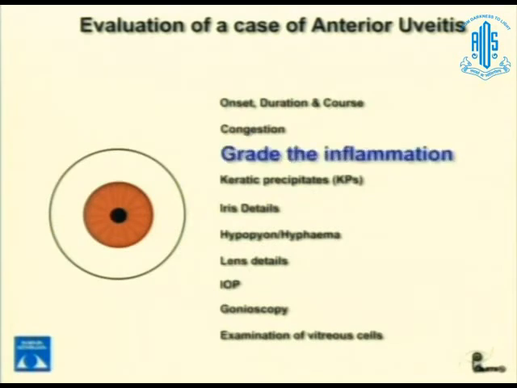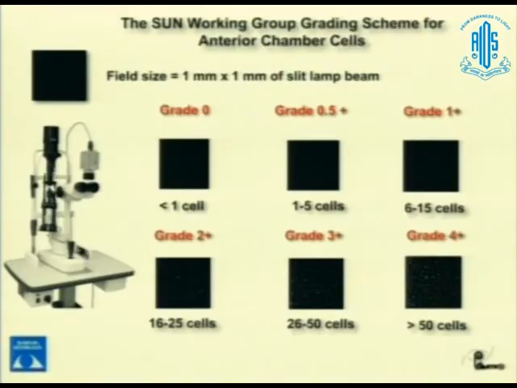The next parameter is grading the inflammation. So grading the inflammation can be done with a slit lamp beam of field size 1 millimeter by 1 millimeter, where we count the number of the cells and grade this inflammation from 0 to +4. The trace grading is marked as 0.5.